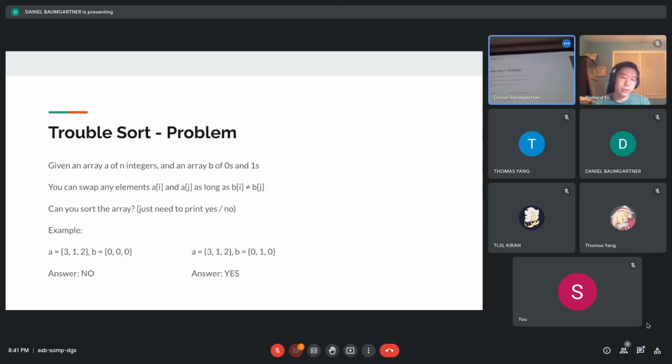What do you think of that? You're allowed to do as many swaps as you want. You can do it however much you want. You're not trying to minimize anything or anything crazy like that, but you are trying to determine if it's possible.